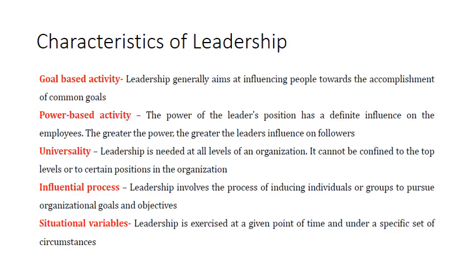Next is universality. Leadership is needed at all levels of an organization, whether top level, middle level or lower level. Next is influential process. Leadership involves the process of inducing individuals or groups to pursue organization goals and objectives. And last is situational variables. Leadership is exercised at a given point of time under a specific set of circumstances. Situations happen, so the leadership quality may change depending on the situation. We don't know if the situation is favorable or unfavorable to our environment. Either way, it should match with the leader's quality. I hope you understand the characteristics of leadership.